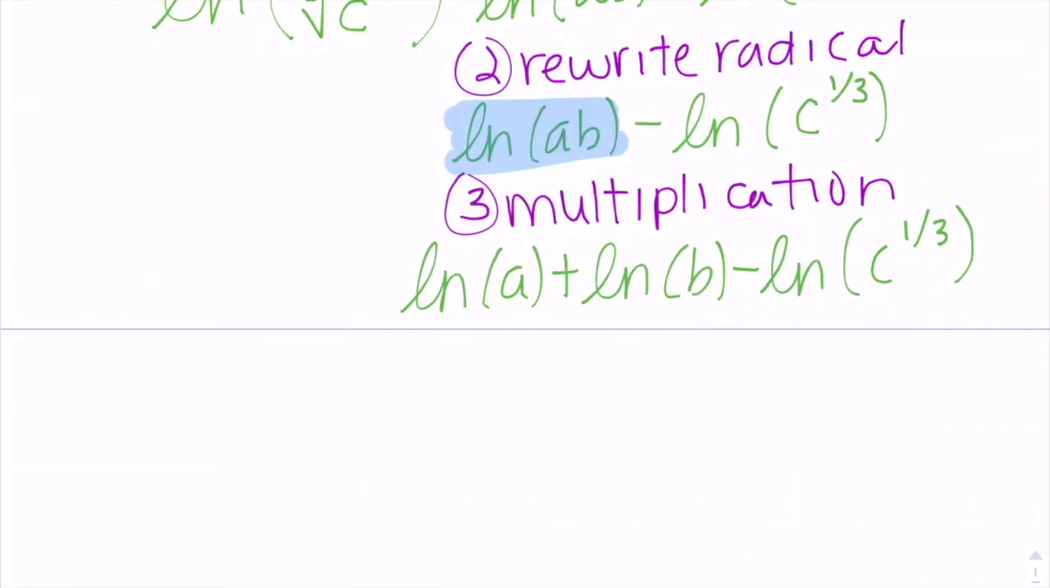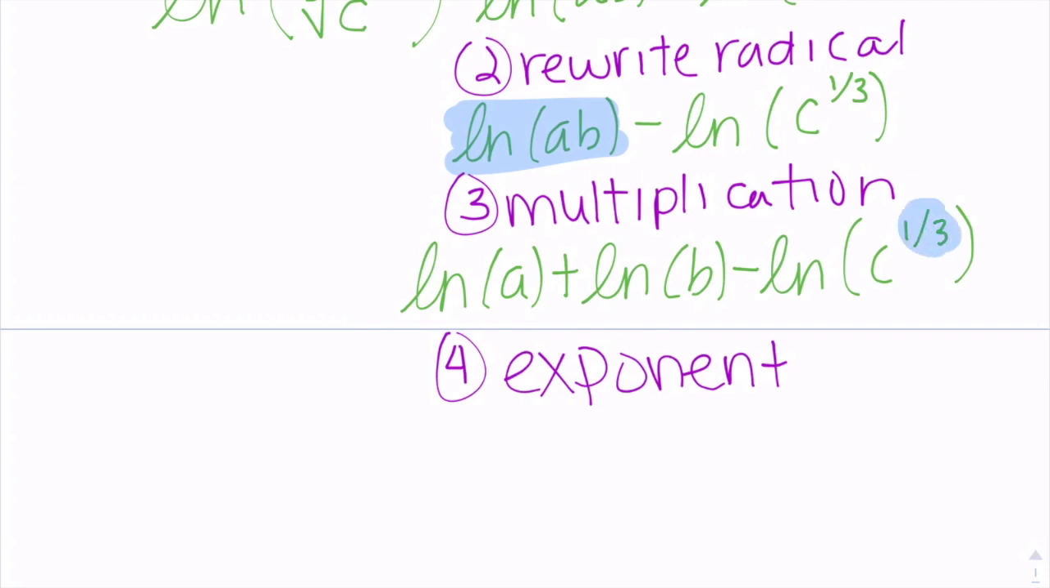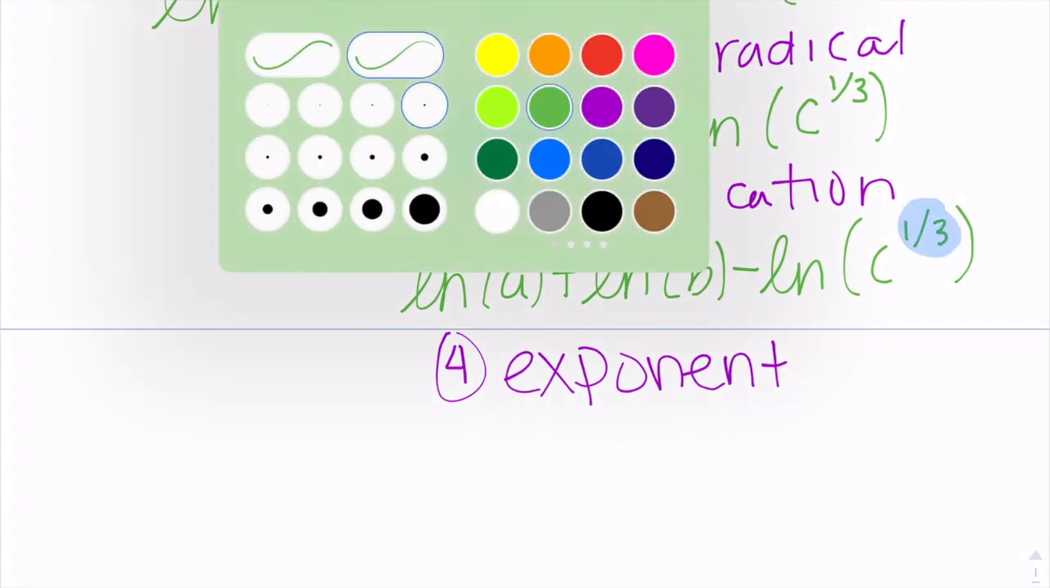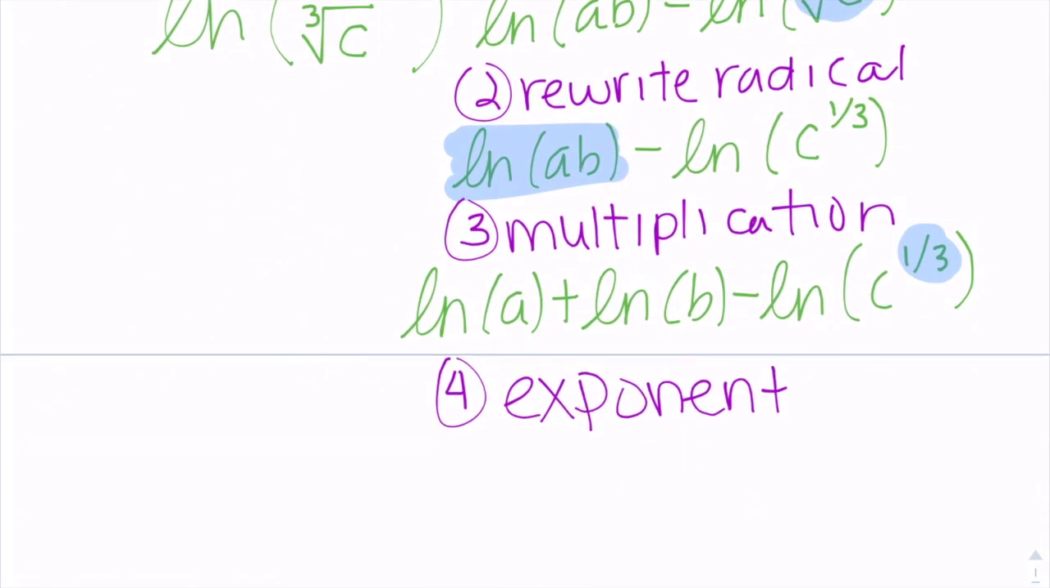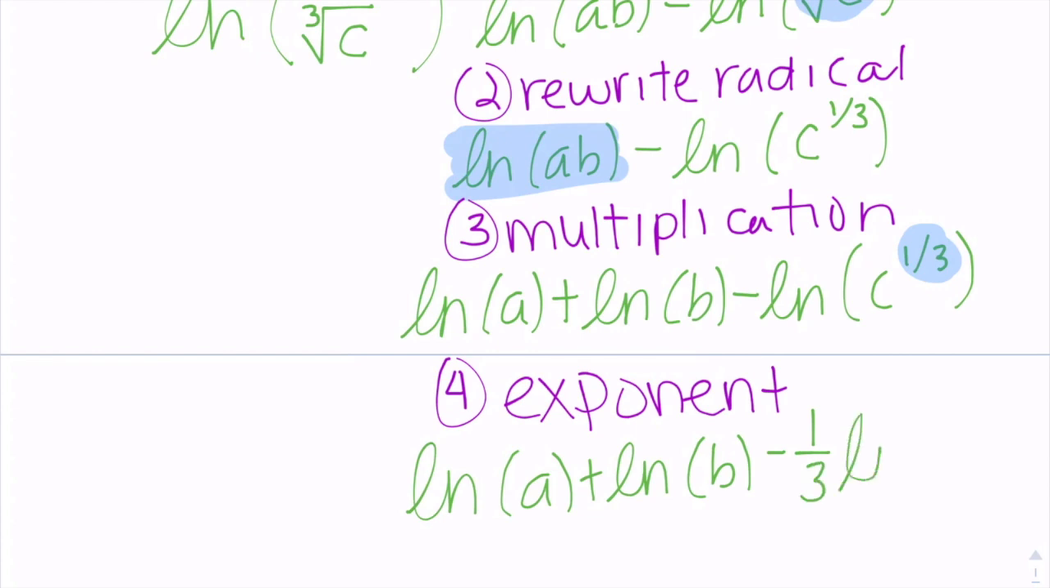And then our final step is to take care of the power, or the exponent. And so right here we have this exponent, and according to our last law up here, you move the exponent to the front of the logarithm. And so this is going to become the natural log of A plus the natural log of B minus 1/3 the natural log of C. And this is our final answer.